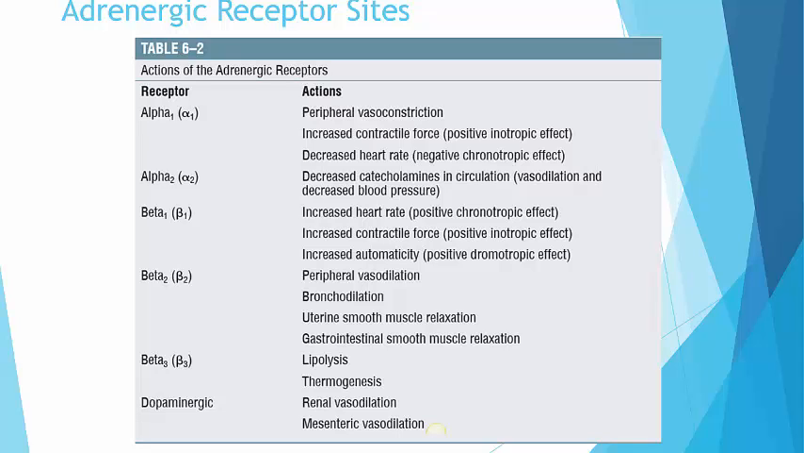Now with this, the one way you can remember for your betas, beta 1 is going to work on the heart. Beta 2, there's 2 lungs, so it's going to work primarily for our uses in the lungs. Now beta 3 also exists, and it's for lipolysis and thermogenesis for the most part. So like heat regulation, metabolism, that kind of stuff. And then your dopaminergic receptor sites, these are going to be in the mesenteric arteries and your renal areas, and these are going to cause vasodilation of those, which will hopefully improve perfusion to those areas.